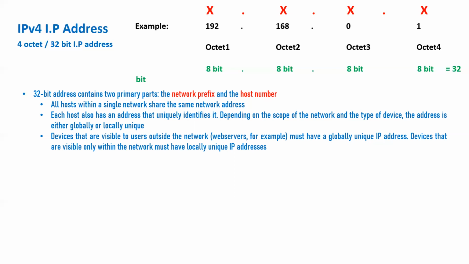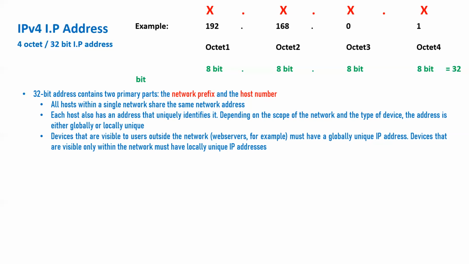That means a unique host number is there along with the common network prefix. And depending on the scope of the network and the type of devices, the address is either globally or locally unique. Global in the sense that if your machine is exposed to the outer world, then you have a unique IP address, which should be unique globally, right?